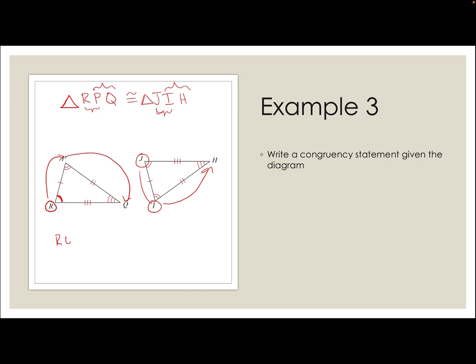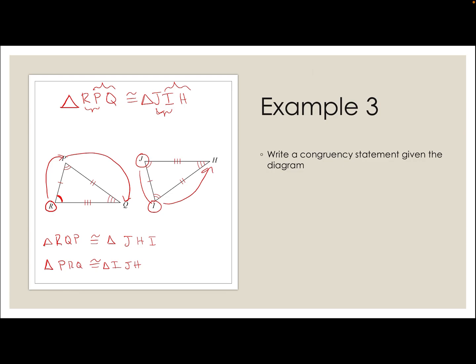You could have also had RQP is congruent to, so RQP is going to be 3 and 2. So we would have JHI. So triangle RQP is congruent to triangle JHI. And that would be the same. Or you could have done triangle PRQ is congruent to triangle IJH.